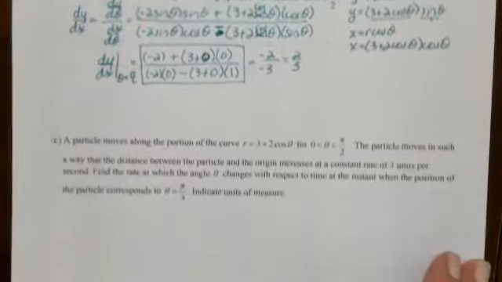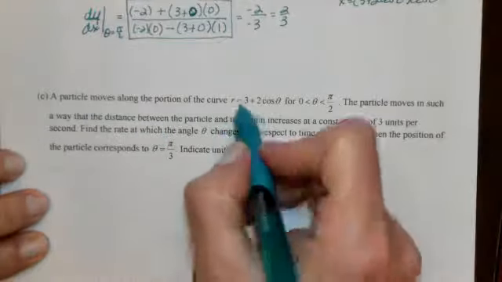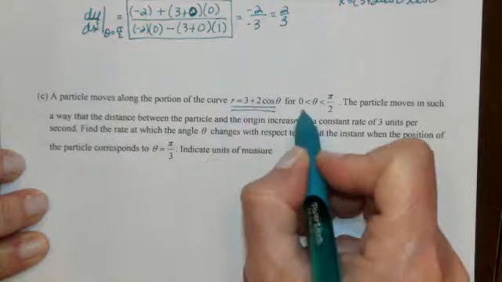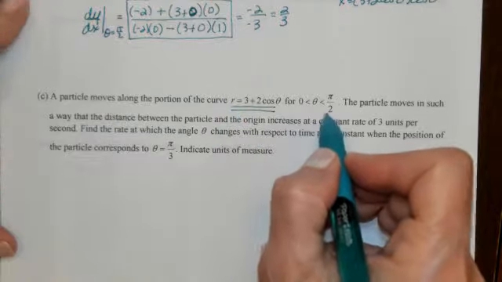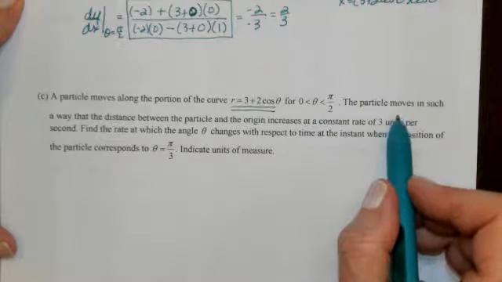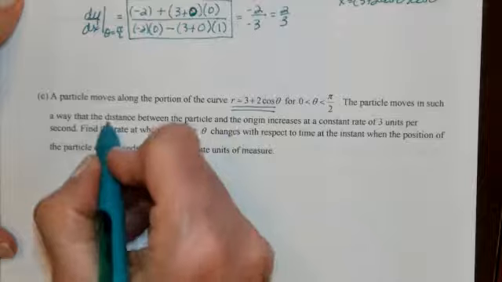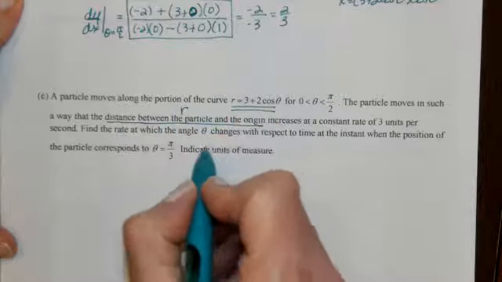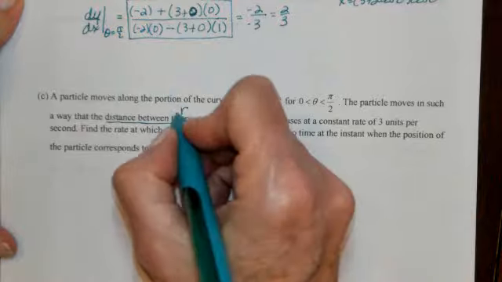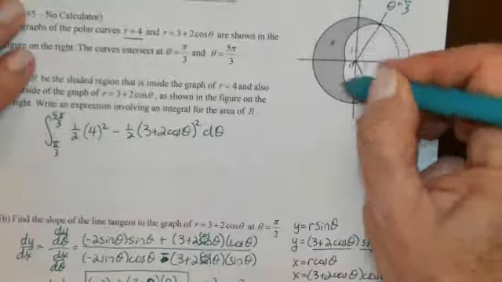Okay, for part C, a particle moves along the portion of the curve, just this one curve, for theta between 0 and pi/2. Okay, the particle moves in such a way that the distance between the particle and the origin, that's r, you guys. It's the distance. It's actually the absolute value of r, right? The distance would be absolute value of r, but in our case, r is always positive for this curve.